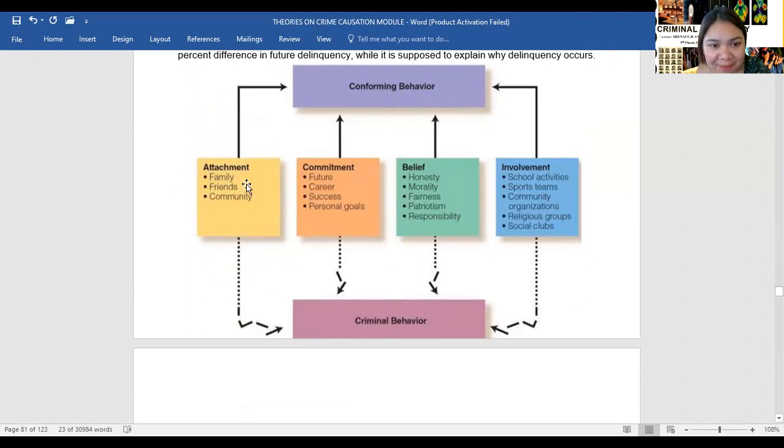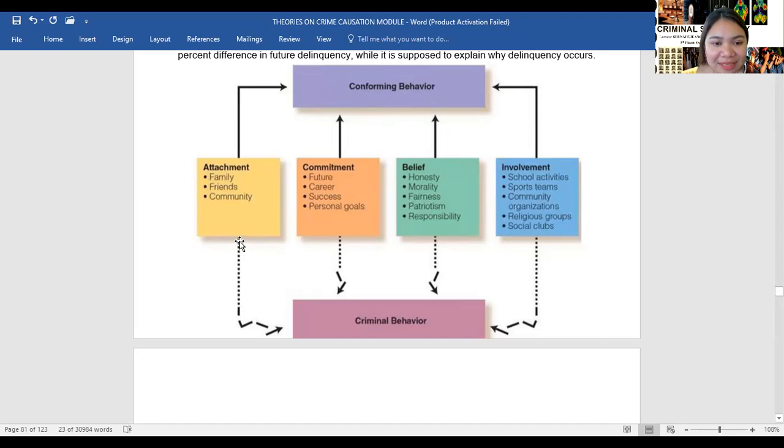You have there some examples: attachment, commitment, belief, involvement. Now, as you can see, there is a straight, solid line to conforming behavior from these four. What does that mean? If these are strong, it will develop into conforming behavior.